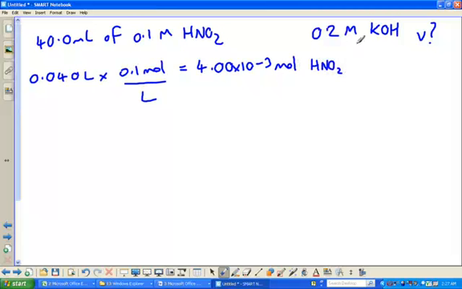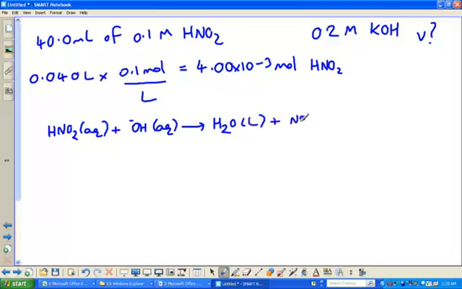Now in order for us to figure out the moles of KOH, we actually need to know the equation between these two. So let's just write that out. HNO2, that's going to be aqueous, plus, I'm actually going to miss out the K plus because that's not involved in the reaction. So plus OH minus. If this is our acid and that's our base, one of the products we're going to form is water, and the other one is going to be the conjugate base of our acid, NO2 minus.